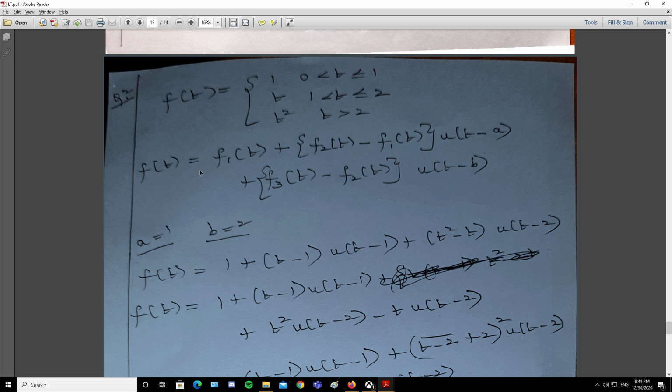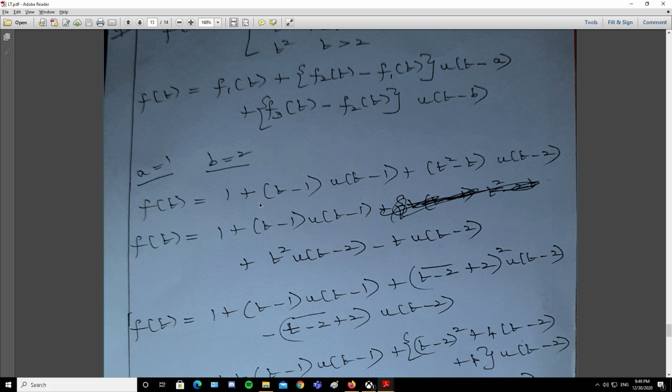I repeat, if you have a function defined in 3 subintervals, write the formula first. This is the formula by theorem 2. Here 0, a is 1, b is 2, f1 is 1, f2 is t, f3 is t square. Substitute that here. Then you see here 1 plus (t minus 1) u(t minus 1). Here we have the same variable in both, but here we don't have. So the variable should be t minus 2. So to get the same variable, we are adding and subtracting 2 to t. So in both these terms, (t minus 2 plus 2) whole square, and here (t minus 2) plus 2.